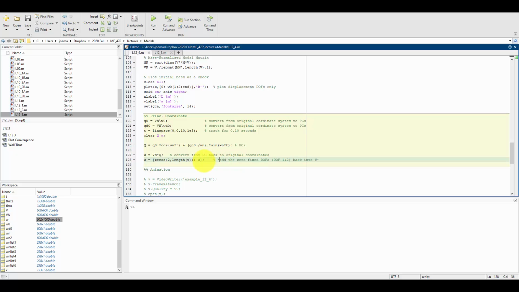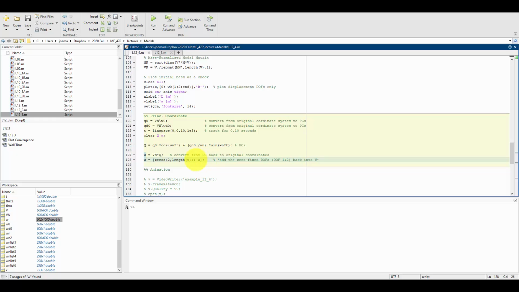Again, I'll reiterate, in this problem, W1 and W2 were fixed, so those have to be put back in at the beginning, so at the right place. But for example, if I had a fixed system, I would have been taking out the first two and the last two values in W because the slope and displacement are fixed at the first node and the last node.